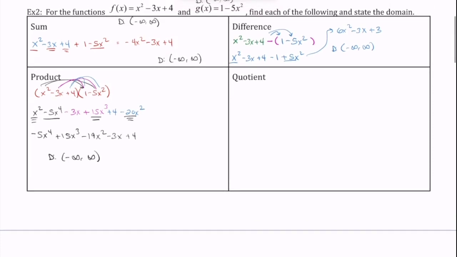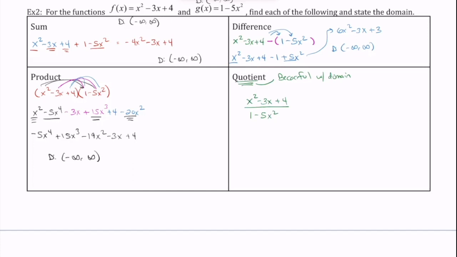And the quotient is the one I'm going to be careful for with my domain, right? So let's go right here. Be careful with domain, because now I'm going to create a fraction here. So I got x squared minus 3x plus 4 all over 1 minus 5x squared.